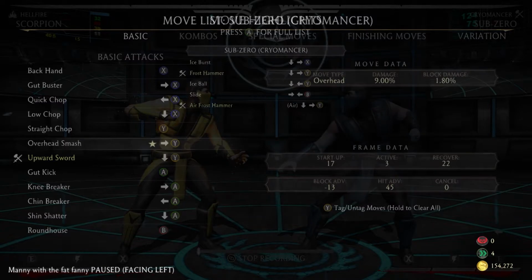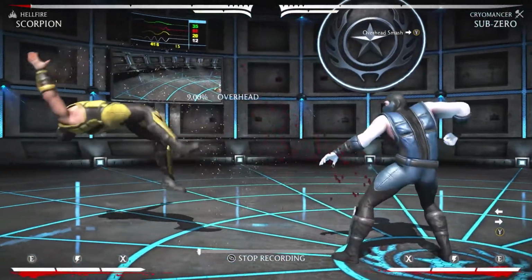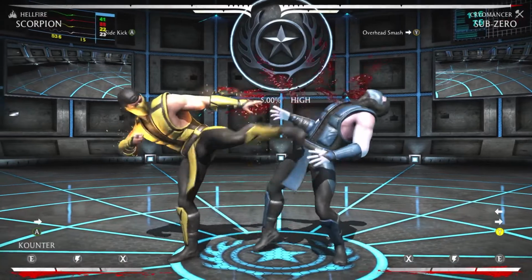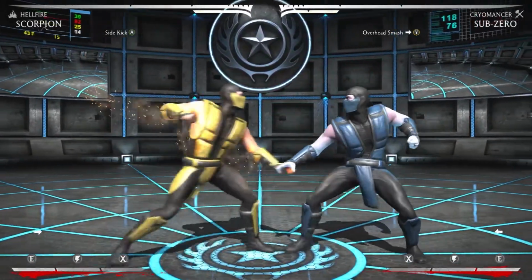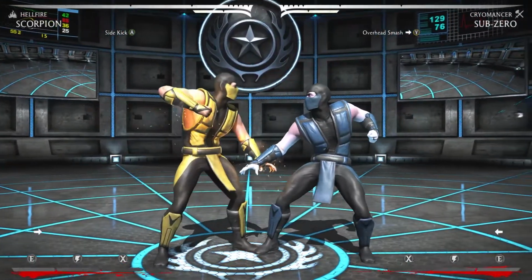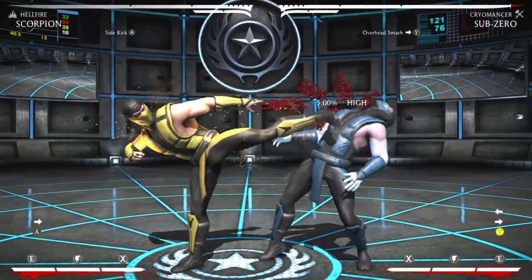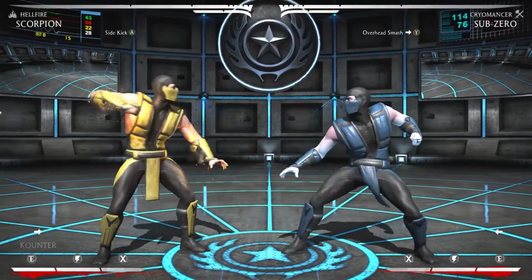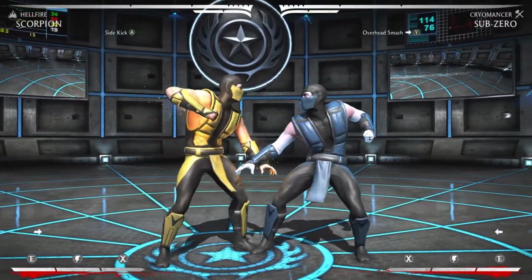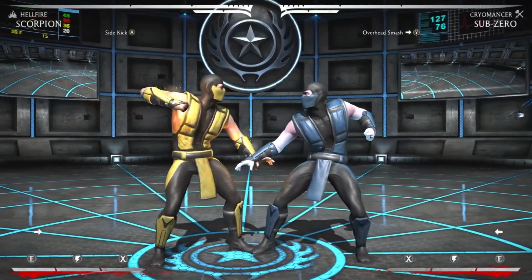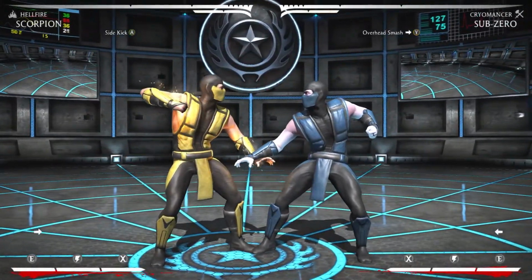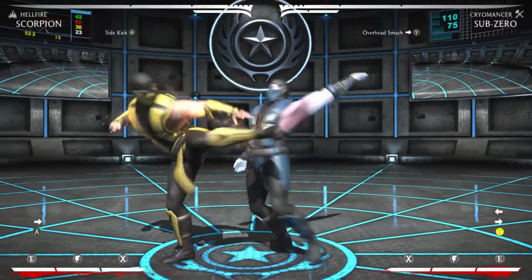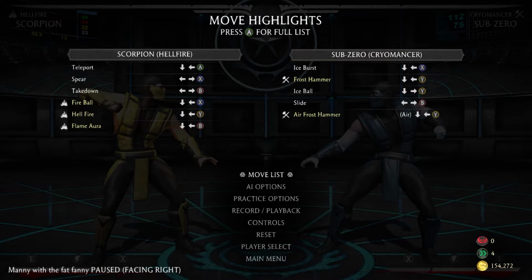Okay, I'm going to show you a little example. Sub-Zero's overhead. See right there. Sorry, I'm trying to get the timing right. I'm going too fast. Hold on. One second. There you go. Okay, we can see that my move is beating his because mine is faster. So that's a basic example, okay?